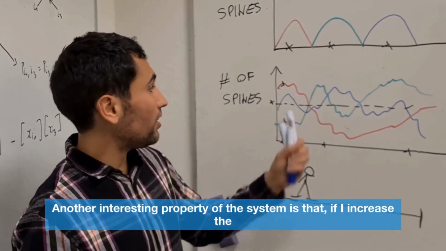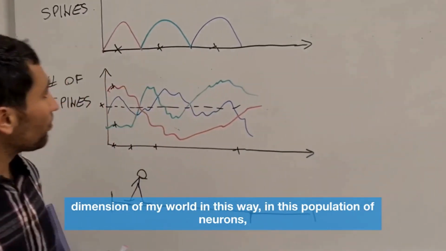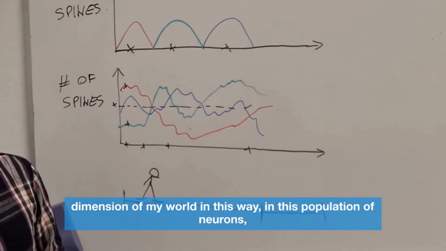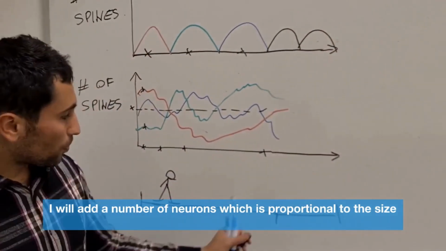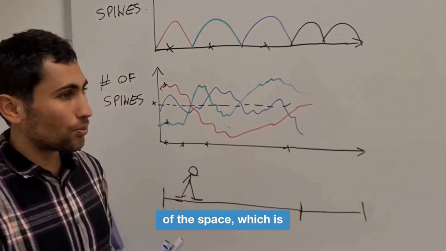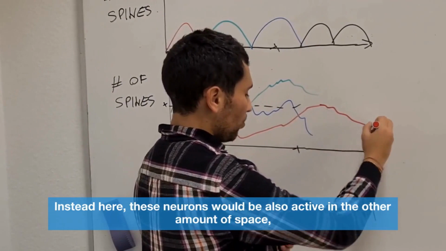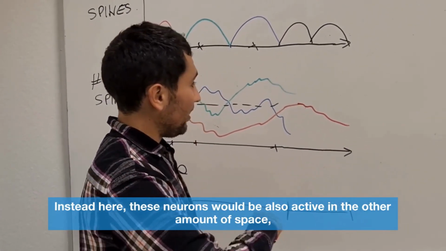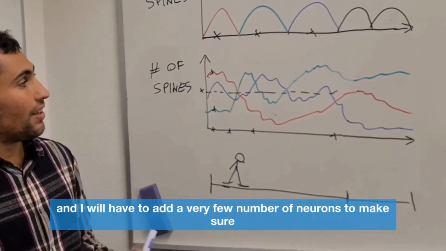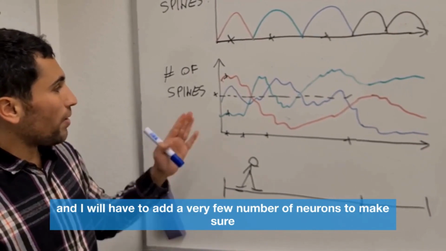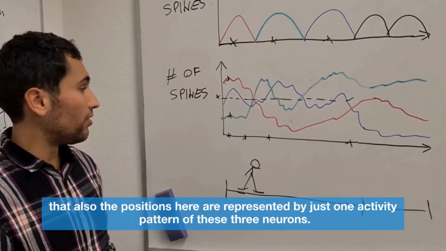Another interesting property of this system is that if I increase the dimension of my world, in this population of neurons, I will add a number of neurons which is proportional to the size of the space which is added. Instead, here, these neurons will also be active in the added amount of space, and I will have to add a very small number of neurons to make sure that also the positions here are represented by just one activity pattern of these three neurons.